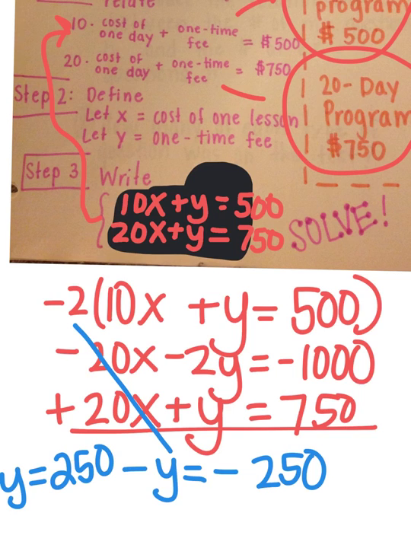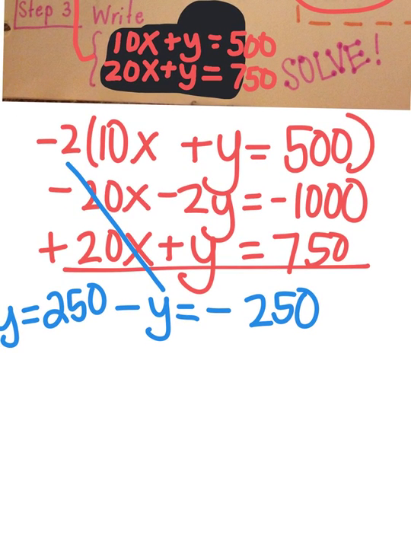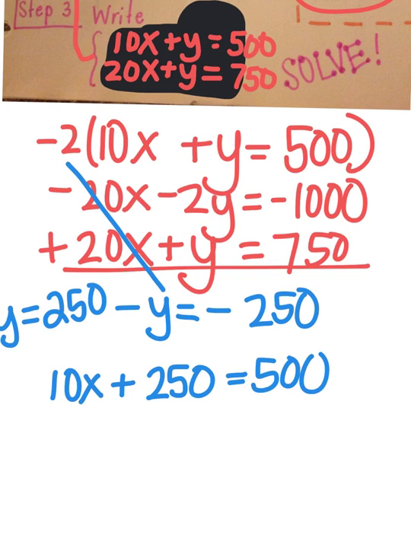So that would be the cost, since up here we said that y is the one-time fee. The one-time registration fee is $250. Now in order to find x, I have to plug 250 into one of my equations. Let me move this up so we have more room. To find out the cost of a one-day lesson, I am going to plug it into my first equation, which is 10x plus 250. Remember, I'm just plugging in 250 for y because we determined that y was equal to 250, equals 500. And I'm going to solve for x.